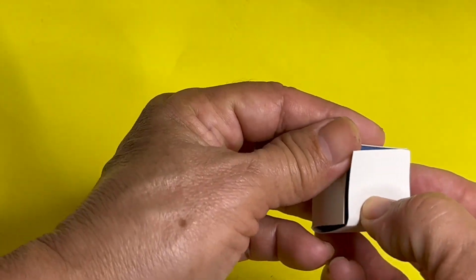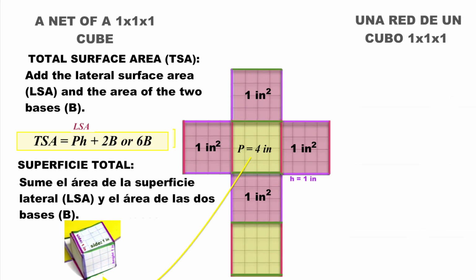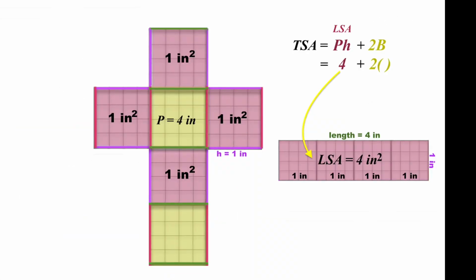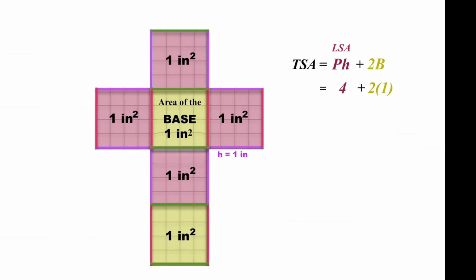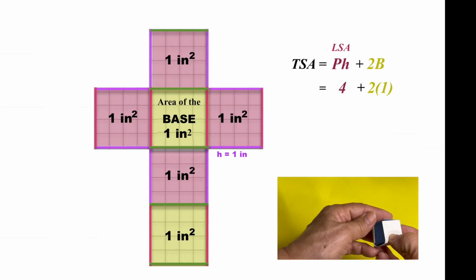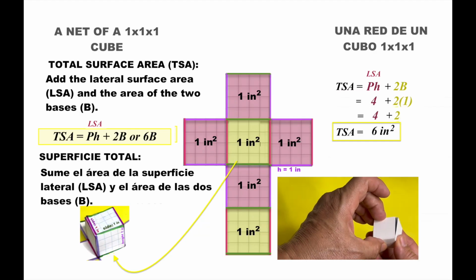The total surface area is equal to the lateral surface area plus the area of the two bases. The total surface area measures 6 square inches.